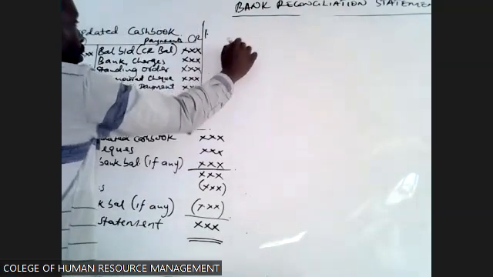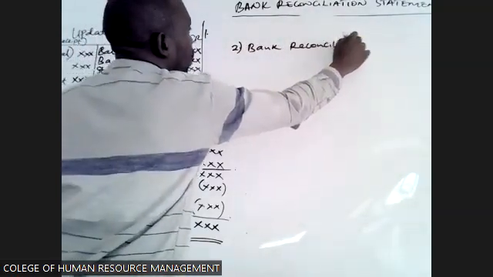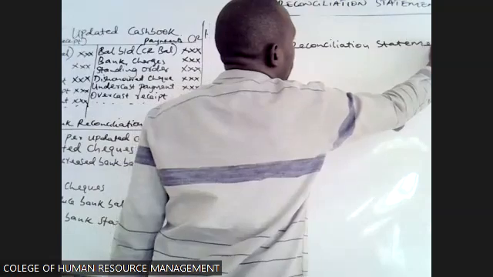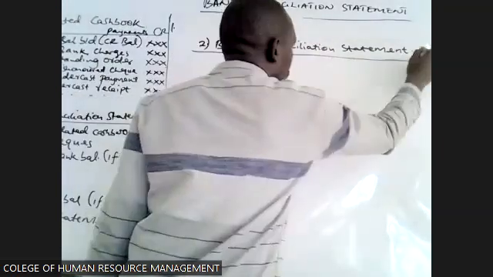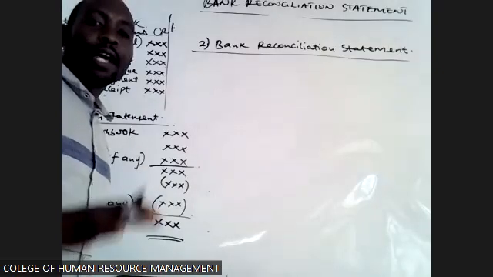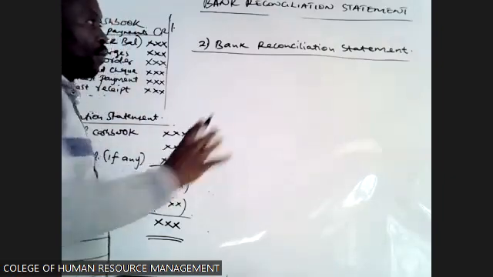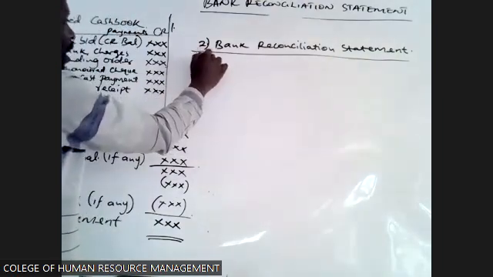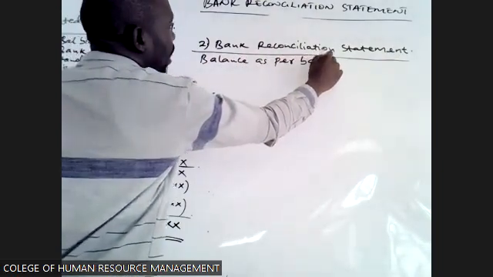So format 2 for the bank reconciliation statement. You underline, don't draw a T account. That is now the starting point of passing this paper. Understand the format of each and every statement or account. For the statements, we don't do T account, we just underline. So here we shall start with the balance as per bank statement.